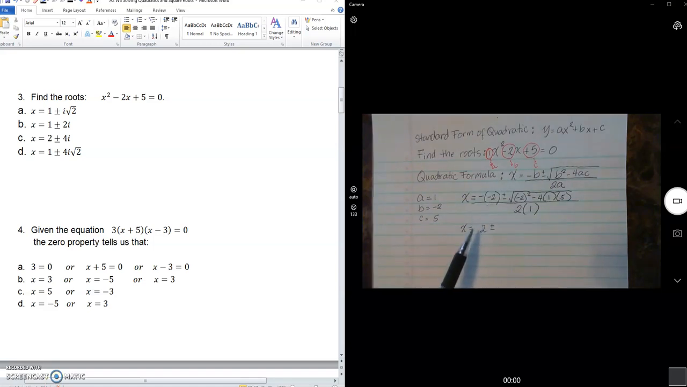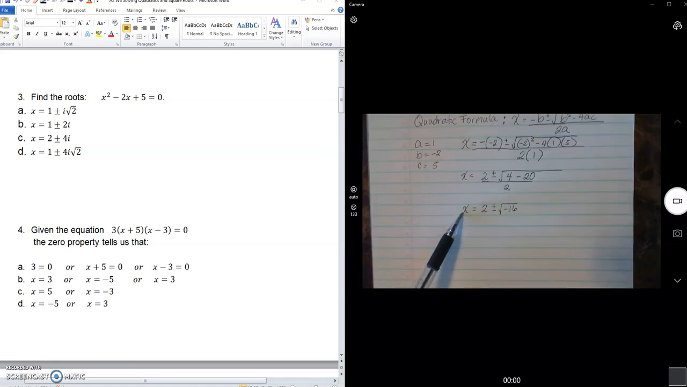Negative times negative is positive 2. Copy the plus and minus and then the radical sign. Negative 2 inside the parentheses squared is going to be a positive 4. Then negative 4 times 1 times 5 is negative 20. 2 times 1 is a 2. Copy them down, so x equals 2 plus or minus the square root of 4 minus 20, which is negative 16, all over 2.